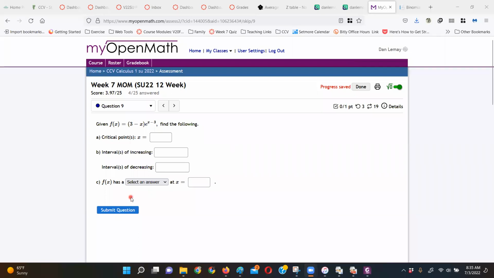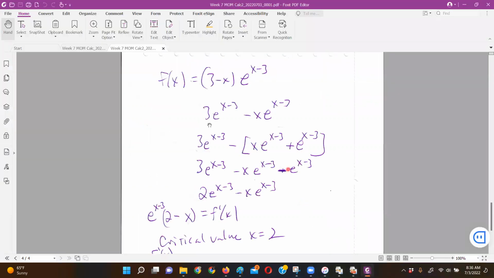Okay, another one without a video, and this is a weird function. I know it's a product of a linear function and an exponential function. I have no idea what it looks like, but I don't really even need to know that because we've got calculus, right? So let's do the calculus. I've got to do the derivative, find the critical values, et cetera. So here's what I did.